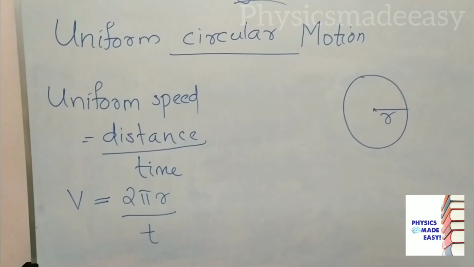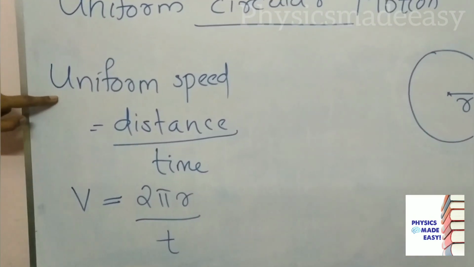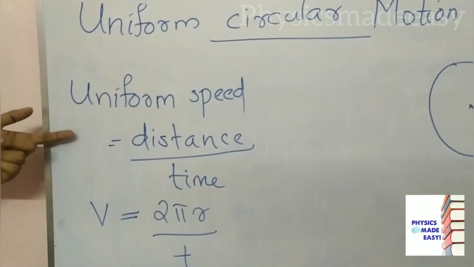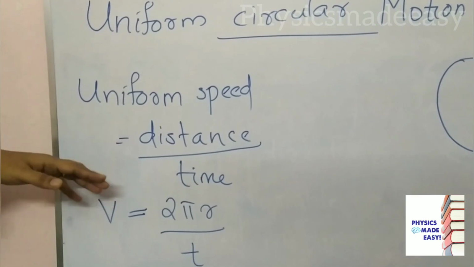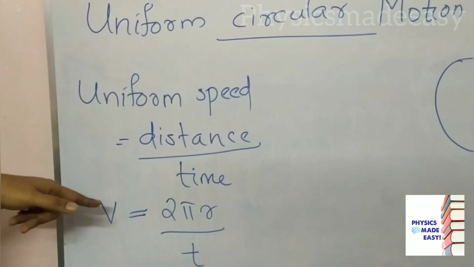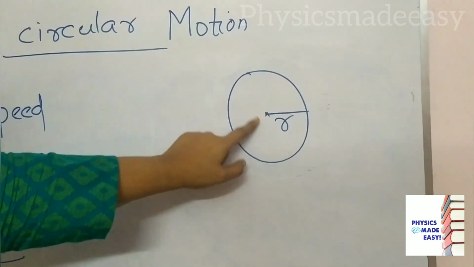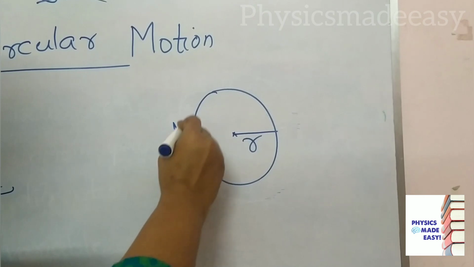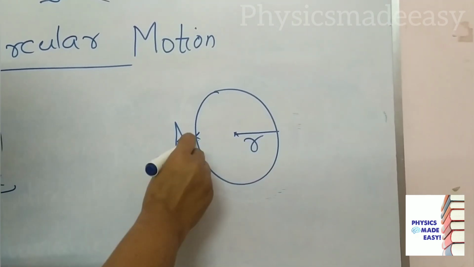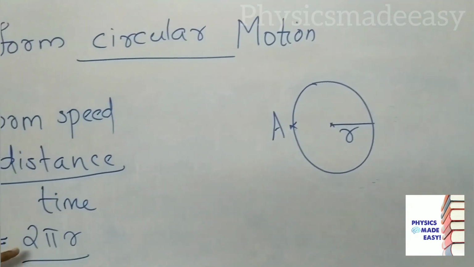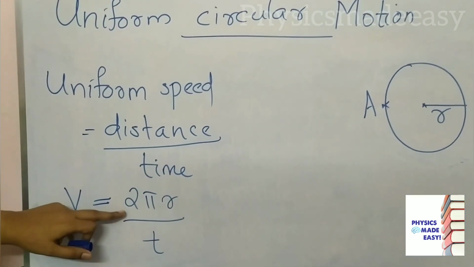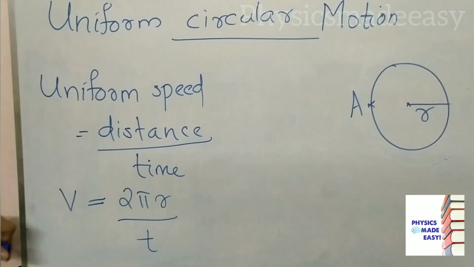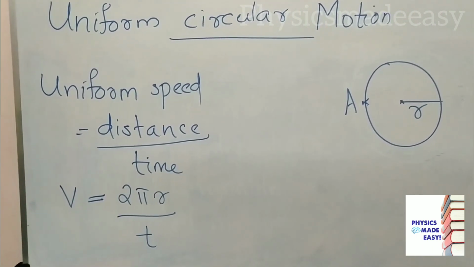Next we have to learn one equation to find the uniform speed of an object in circular motion. You know how to find it, we have done problems also. Here you can see uniform speed is equal to distance divided by time. Then how to find the distance? Here you can see r is the radius of the circular path. If the object is starting from this point A and coming back to this point after completing one round of motion, we can say 2 pi r is the distance covered by that object, then divided by time taken. We can take t as the time, then you will get the equation v is equal to 2 pi r divided by t.